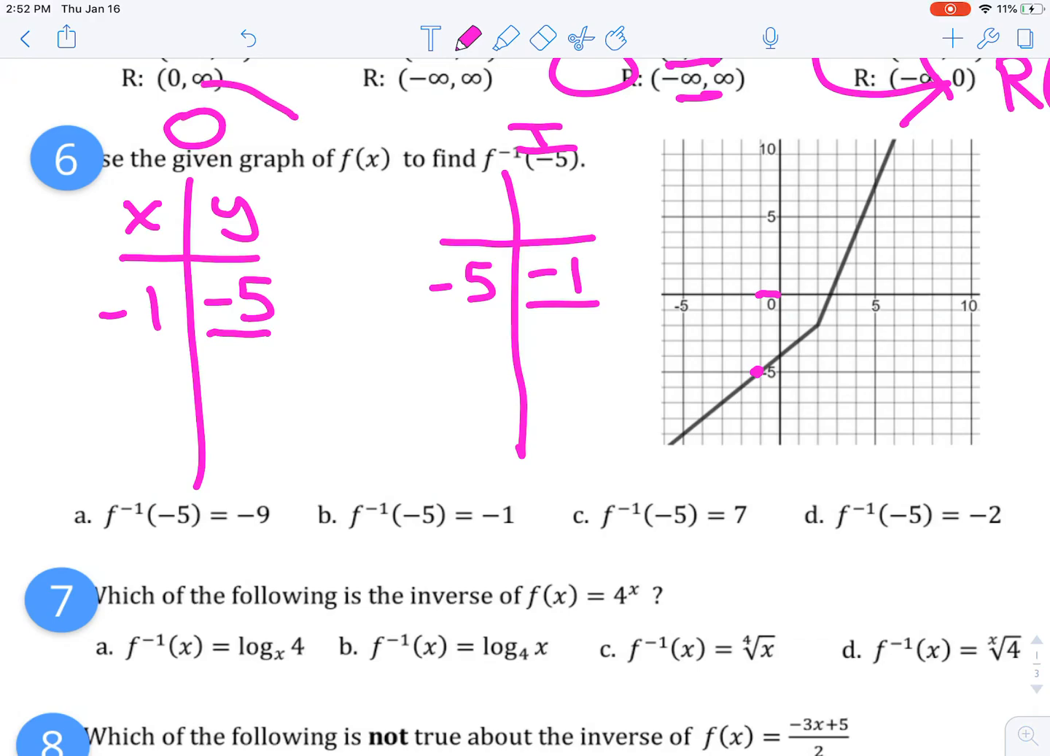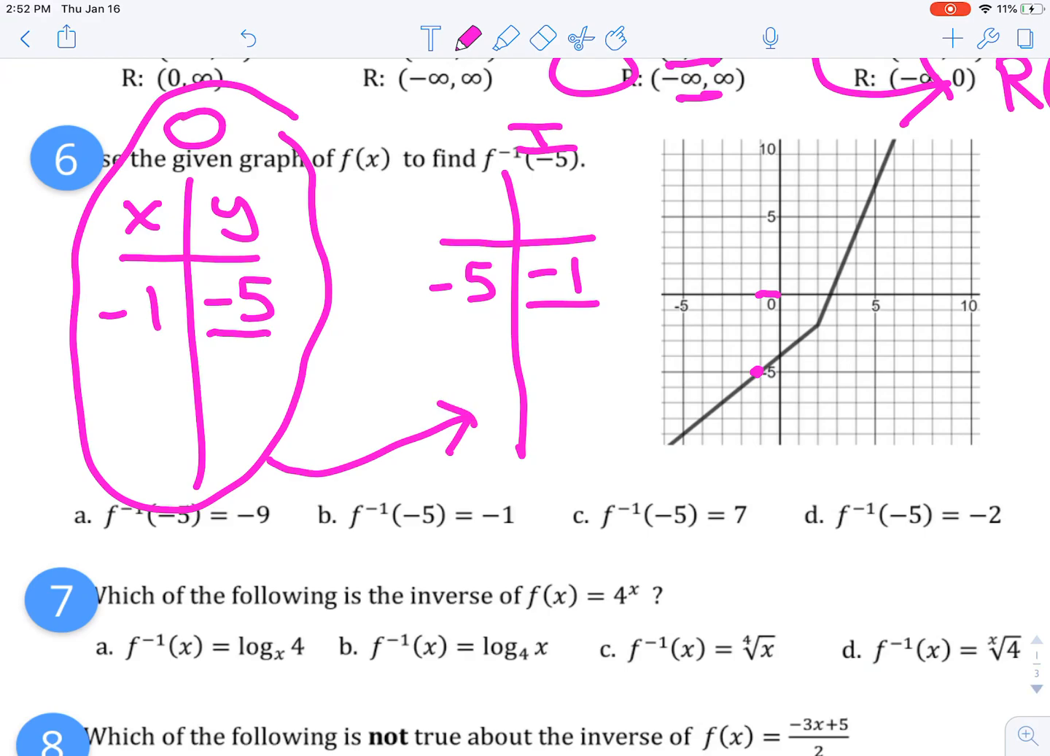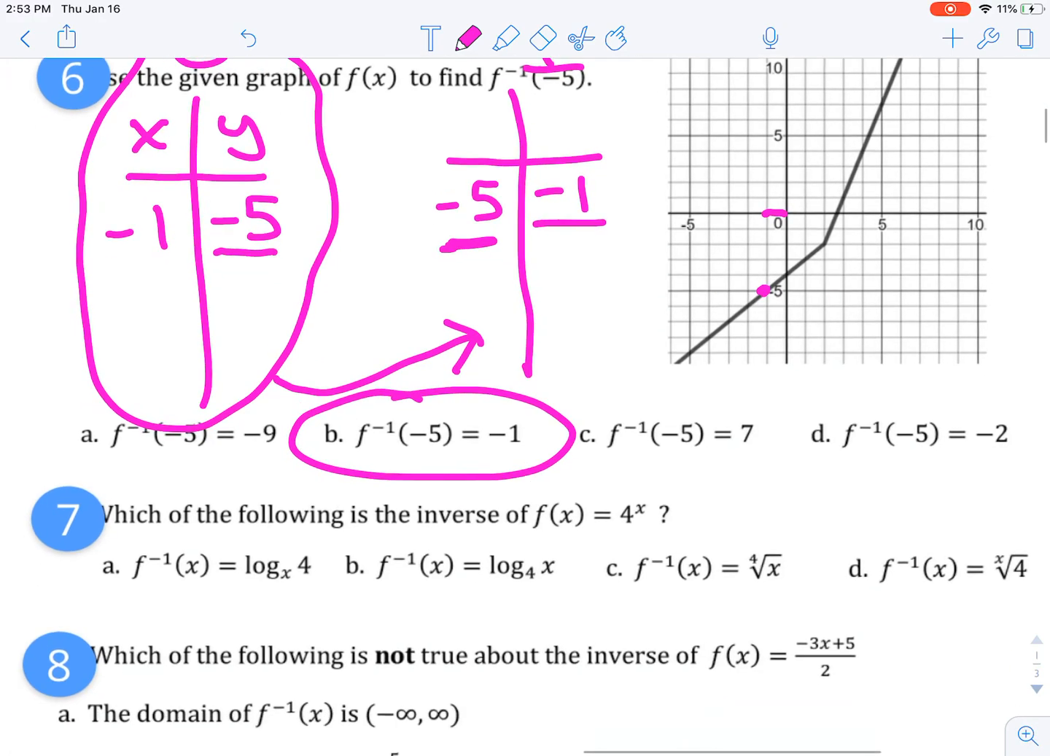So here's what we have graphed in reality. Here's the inverse. So that tells us that f of -5 must be -1. And the answer is C.